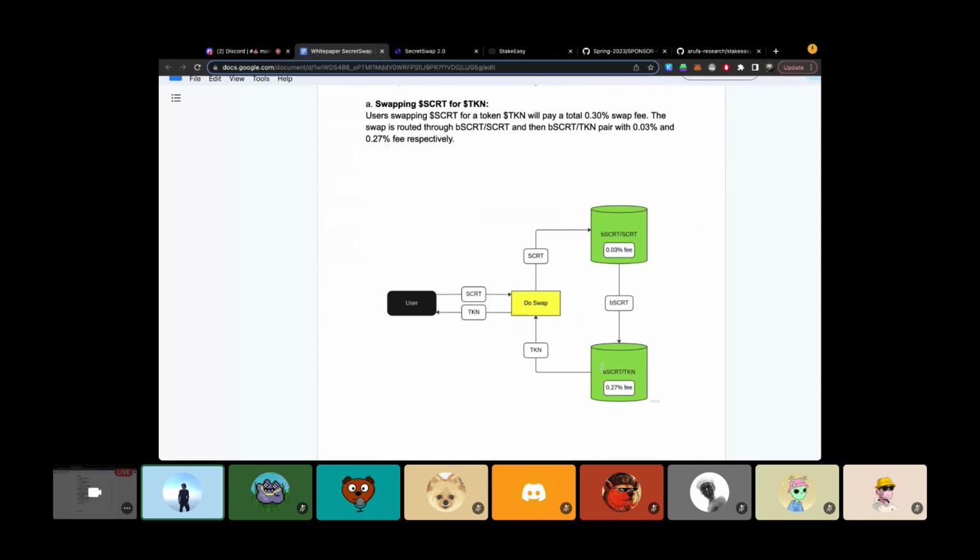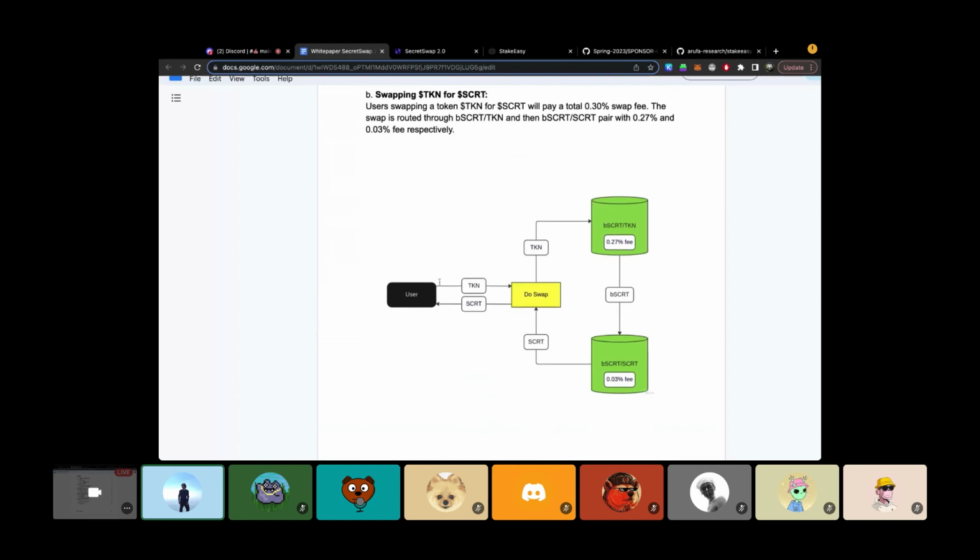Then B secret will go into the B secret token pair, and that B secret will convert it to that token and return it to the user. So anyone who's trading within the protocol will not have to convert their secret into B secret or back. It will be just a similar trading experience that you have seen before with any AMM that does not have liquid staking integration. As a trader, you won't have to understand what liquid staking is or whether you have to convert secret to B secret or SC secret. Same goes the other way around. If you want to convert any token to secret, you can go this way.